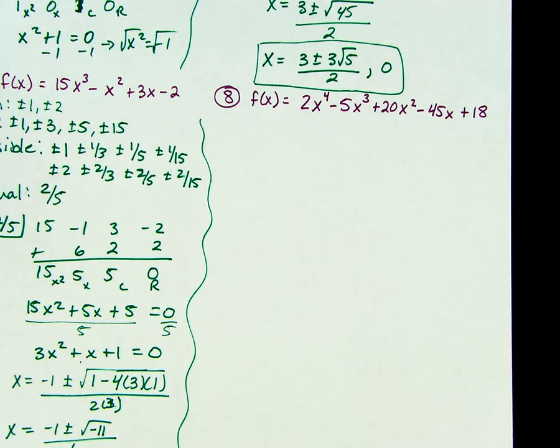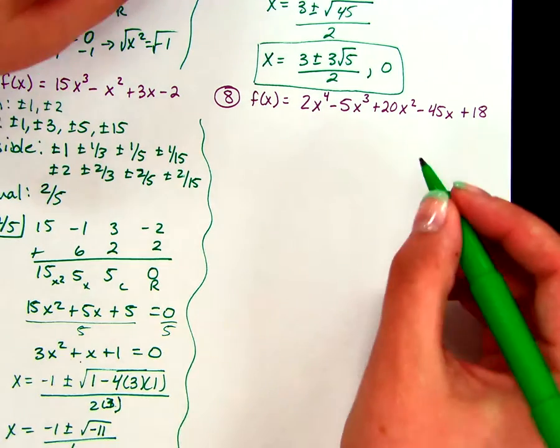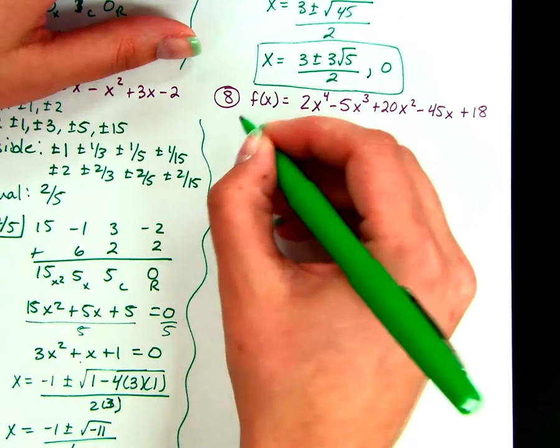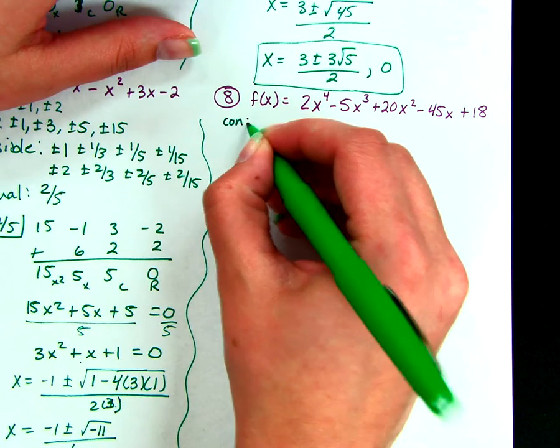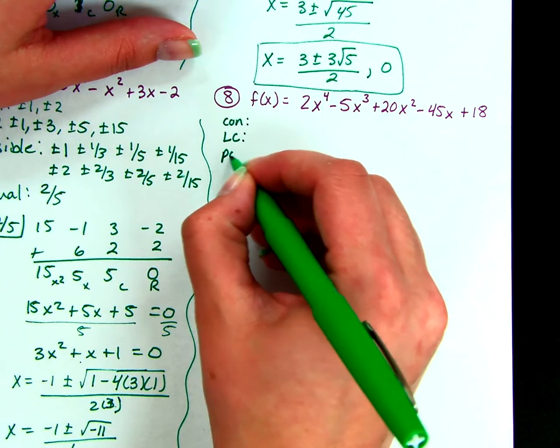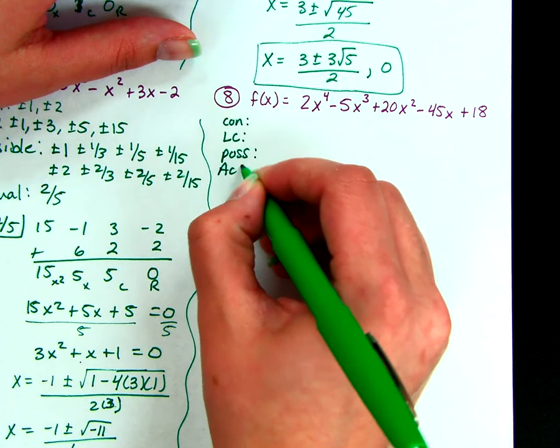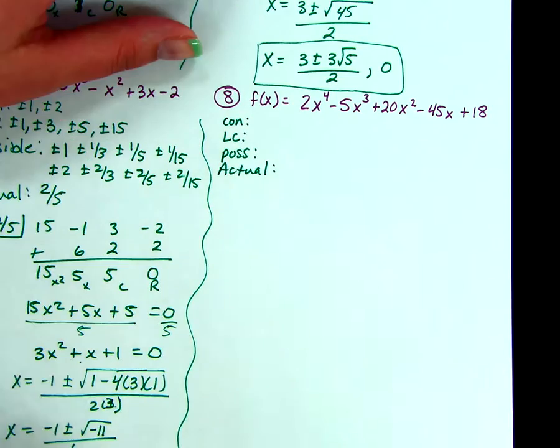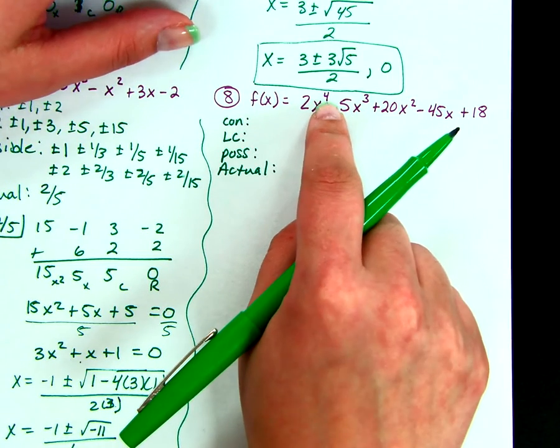All right, so again, this problem is not factorable. So we're going to have the factors of the constant, and then our leading factors of our leading coefficient, list of possible answers, and then any actual answers. So by the time we're done, we need to have 4 answers.